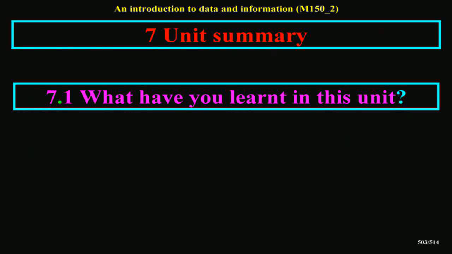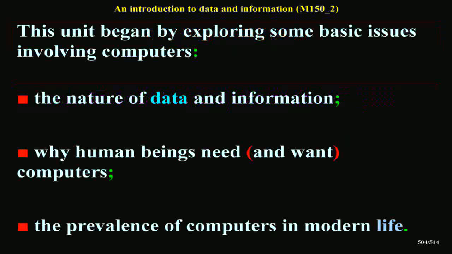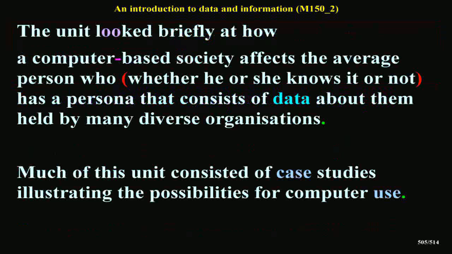7. Unit Summary. 7.1 What have you learned in this unit? This unit began by exploring some basic issues involving computers: the nature of data and information, why human beings need and want computers, and the prevalence of computers in modern life. The unit looked briefly at how a computer-based society affects the average person who, whether he or she knows it or not, has a persona that consists of data about them held by many diverse organizations.